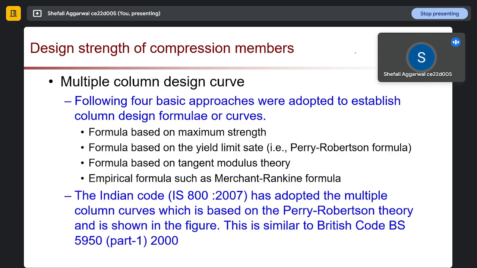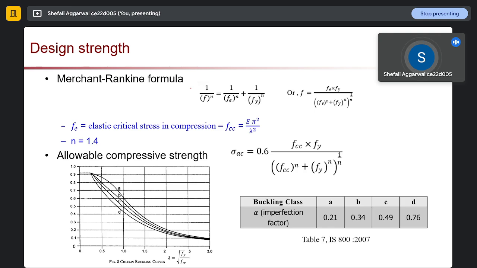So first, we have seen the effective length. The next step is the design strength of our compression member. In the case of a multiple column design curve, we use a formula based on maximum strength, based on the yield limit state, a formula based on tangent modulus theory, and empirical formulas such as the Merchant-Rankine formula. The Indian code IS 800 has adopted the multiple column curve, which is based on Perry-Robertson theory and is shown in the figure. This is similar to the British code 5950.